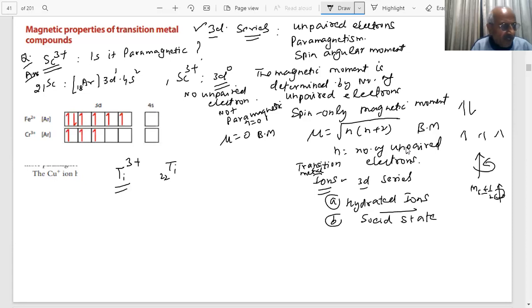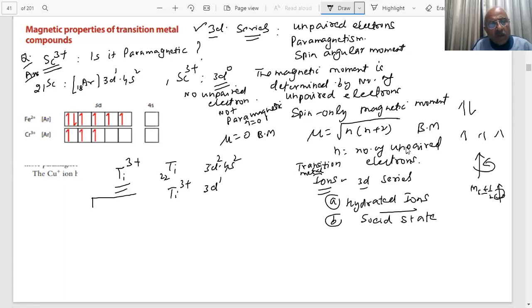Valence electron configuration. You tell me the valence electron configuration. That will be 3d2 4s2, right? Yes. What will be Ti3+? 2 electrons will go from here, 1 from here. It will be 3d1. 3d1 means it has 1 unpaired electron.